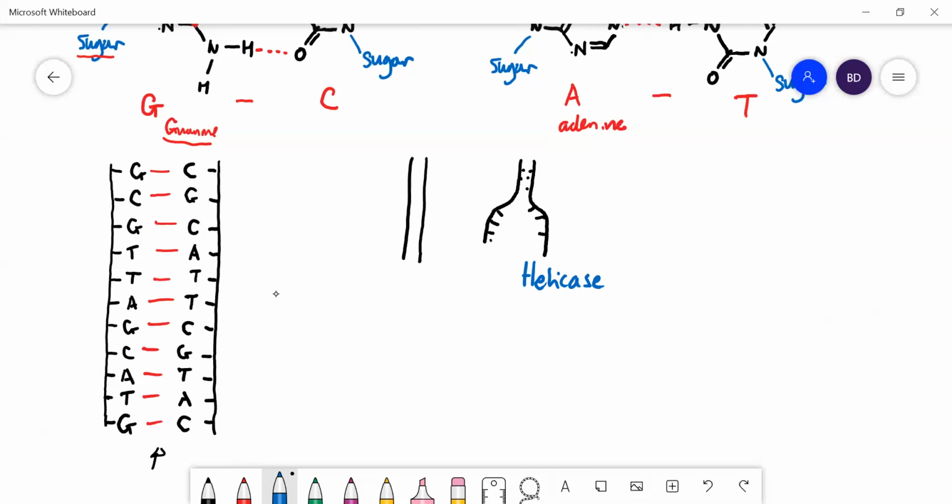It's an enzyme, a protein that binds to the DNA molecule and causes the hydrogen bonds to break, and it can work its way along the DNA, breaking the hydrogen bonds as it goes and unzipping the DNA. So that has to happen. Let's take that as read that that's what does happen.